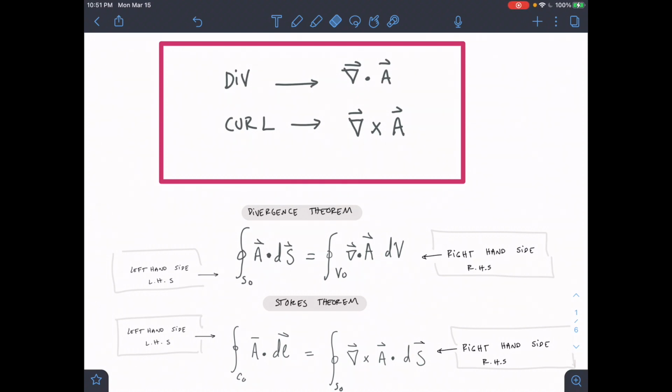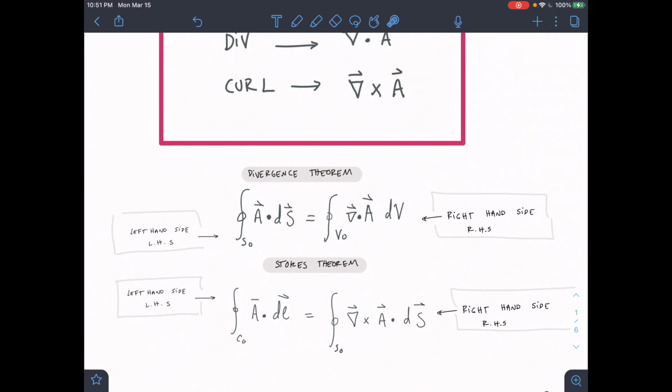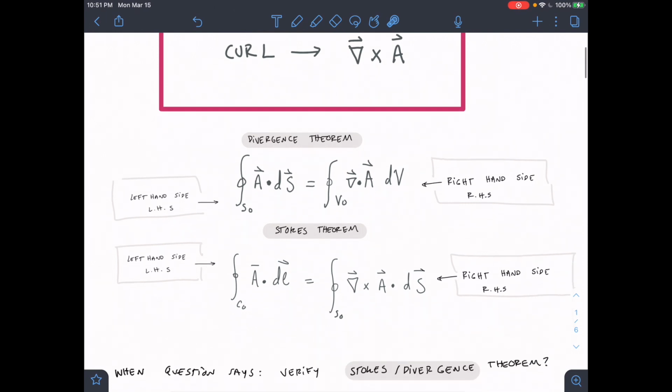So with this video, I just want to make a short intro about divergence and curl. Divergence is represented by the del operator dot A, and curl is represented by the del operator cross A. Divergence and curl are pieces of the divergence theorem and Stokes' theorem. You can see divergence in the divergence theorem, this div piece right here, which is del dot A, and you can see curl right here as this del cross A as part of the right-hand side piece.